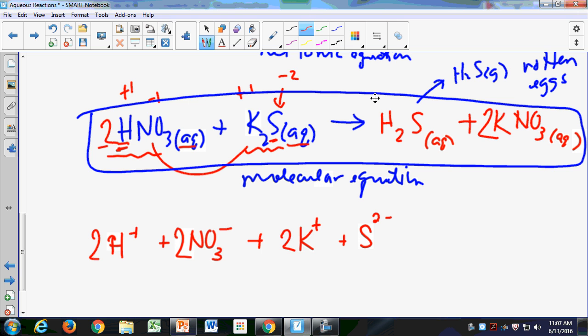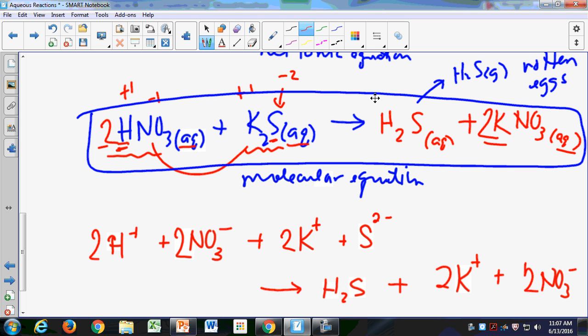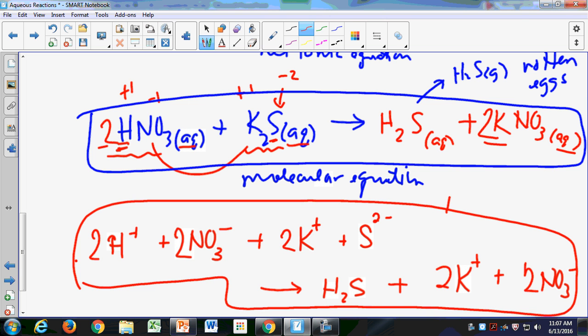And then my product would be H2S plus 2 potassium. Potassium nitrate, again, is soluble in water, so 2 potassiums plus 2 nitrates. That's an ionic compound in water, so I have to split it up. This would be my ionic equation. And to get my net ionic equation, I leave that up to you to finish. You just have to get rid of your spectator ions, which are in this case nitrate and potassium.